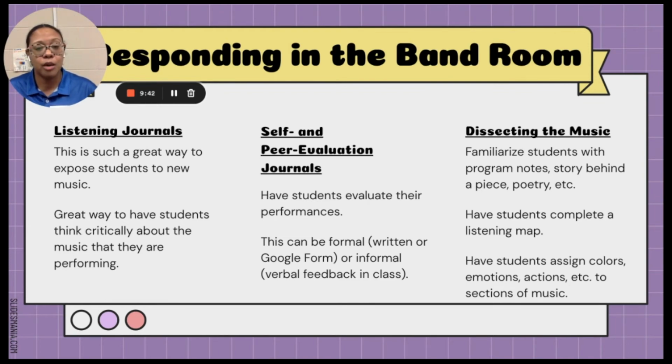Another thing that we use is self and peer evaluation journals. So we have them evaluate their own performances. It can be formal, written, a Google form, or it can be informal, just verbal feedback in class. What did you think? Is it a one, two, three, four, or five? Give it a rating. One peak and one pit, one thing you liked, one thing you didn't like, and just getting them accustomed to giving constructive feedback. That's really important for their own evaluation as well as the evaluation of others.